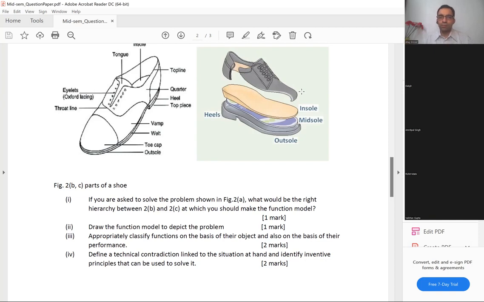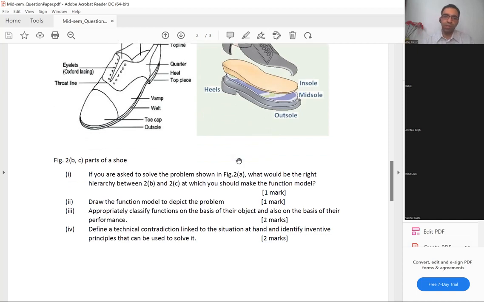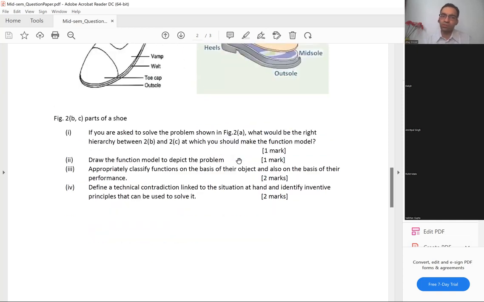If it's fine with you, we can discuss it during the office hours. Because when you say 2B, it has throat line, eyelets, quarter, top piece, top line, and tongue. There are so many things, they would simply distract you. You needed only this. Here we have shown it inside; I just did not name it. You just name this also. I only used the toe cap part. Okay, understood? The answer would still be 2C. The answer will not be 2B for the first part. I've written 2C.